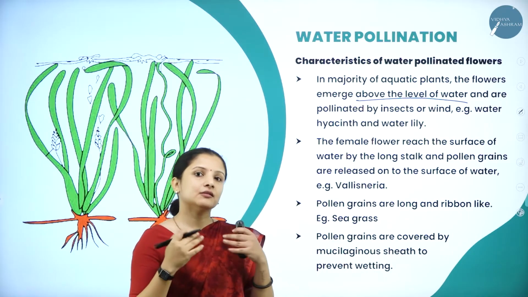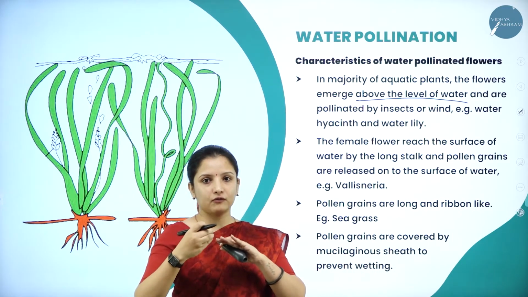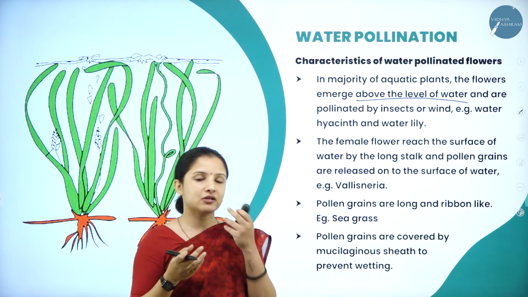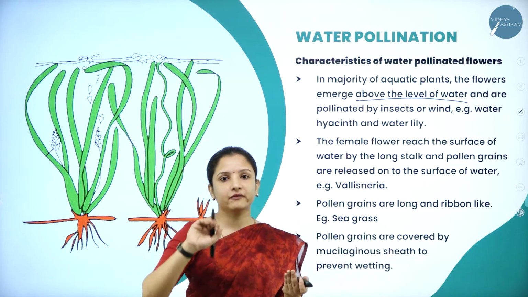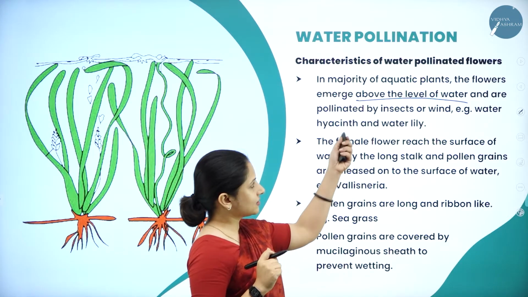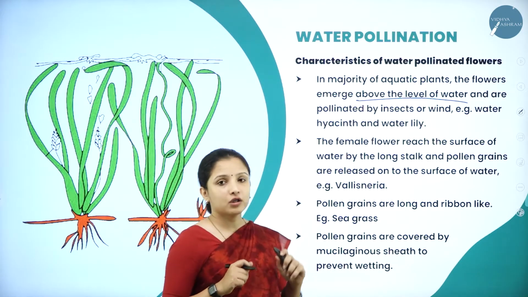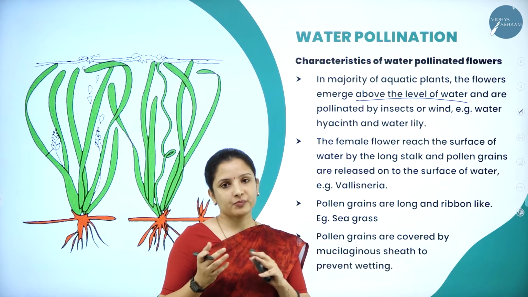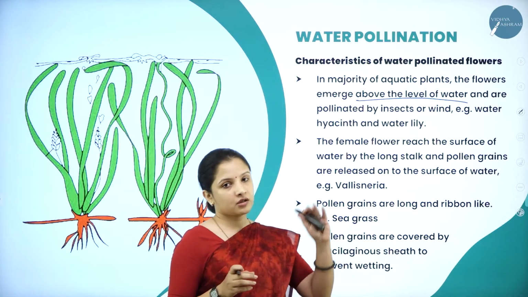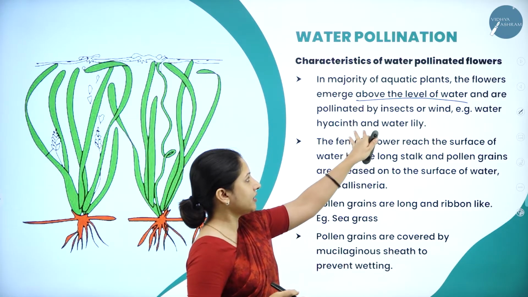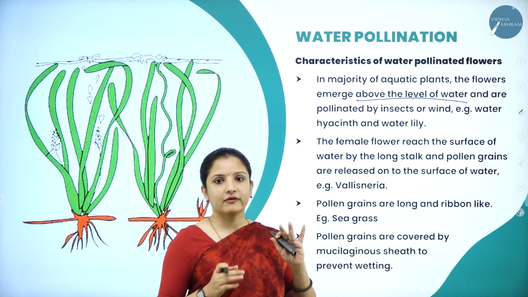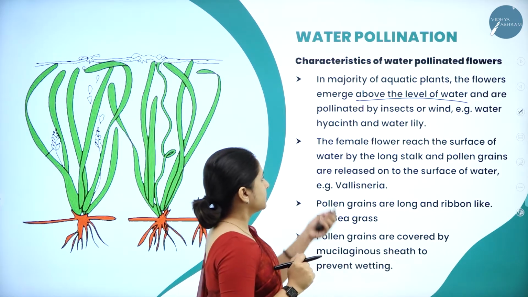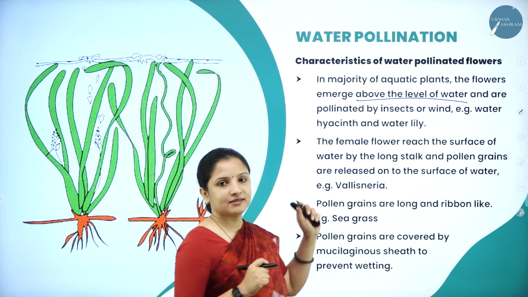Since the flowers emerge above the level of water, the best example is lotus. Have you seen the lotus plant, right? The flower is always above the level of water. So that is why in water pollinated flowers, it is not necessary that only water should be the agent for pollination. Pollination can occur by wind as well as insects also. Why? Because the flowers are always above the water level. The best examples are water hyacinth and water lily.